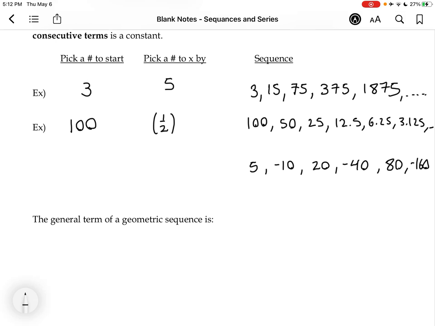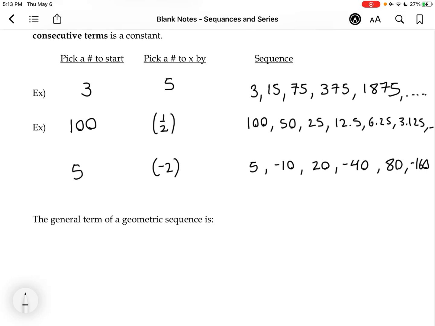In the third one, I started with 5. And this time I actually multiplied by a negative value. I multiplied each term by -2. Right? So 5 times -2 is -10. -10 times -2 is +20. +20 times -2 is -40. -40 times -2 is +80. And that's why the terms keep flip-flopping between positive and negative.